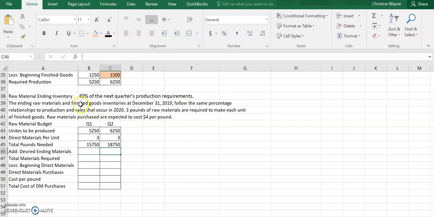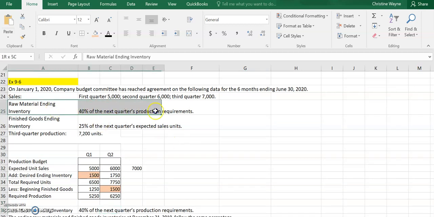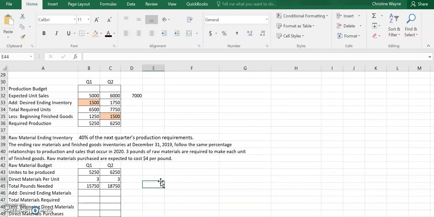Here it's telling me that 40% of the next quarter's production requirements are in that ending inventory. I got that from the top of the problem here, where they give you all that information. They're putting that up here, and they also give you the third quarter production right there. So I'm going to bring those numbers down to help me finish out the rest of this problem. The third quarter production, I'm going to multiply that by 3 so that I have all these numbers to work with.